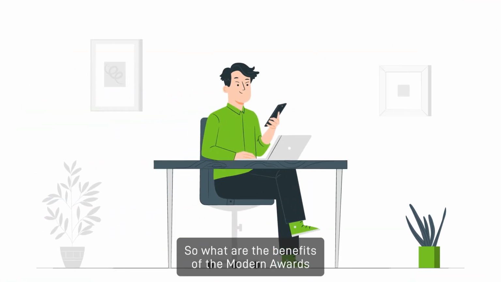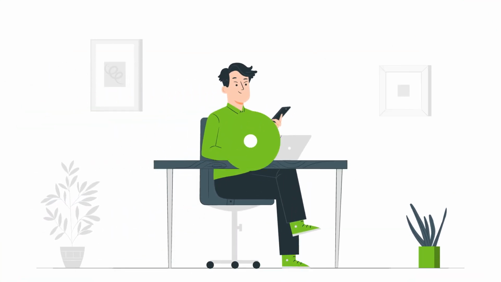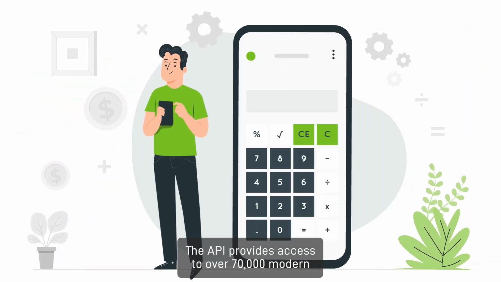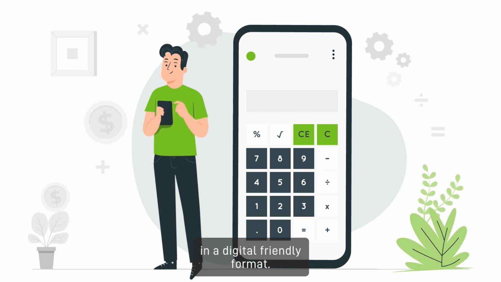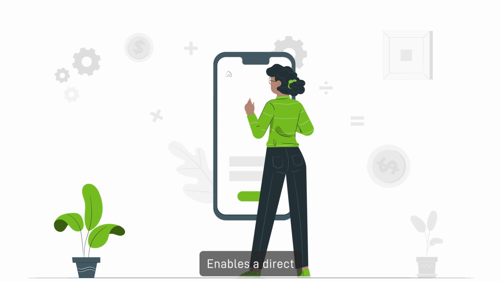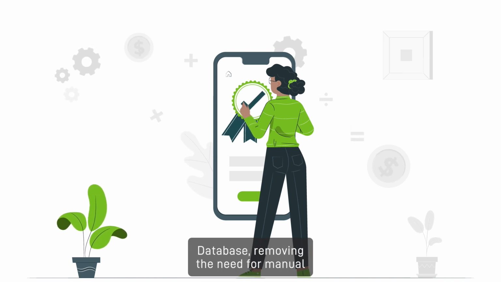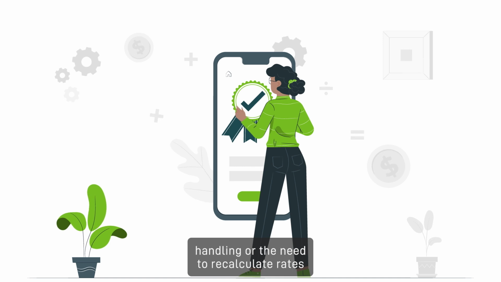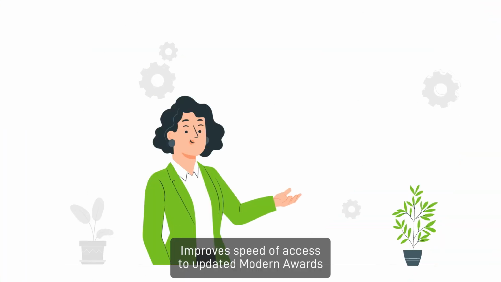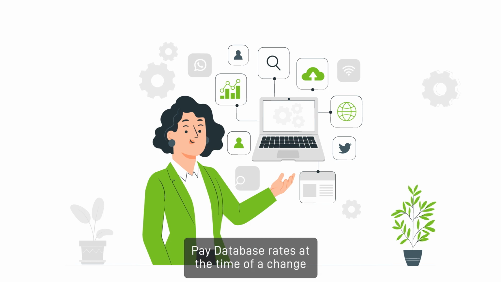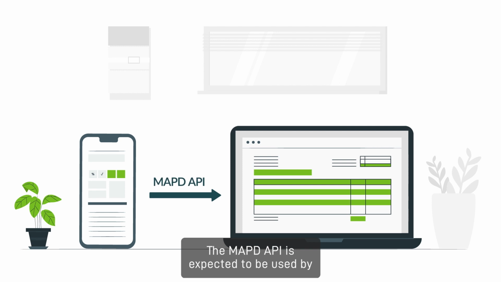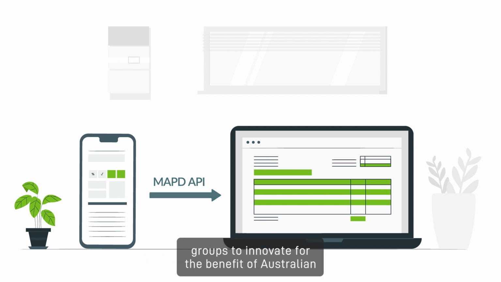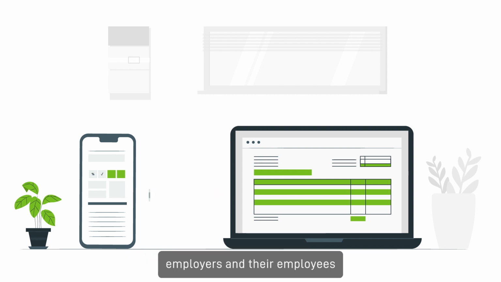So, what are the benefits of the Modern Awards Pay Database API? The API provides access to over 70,000 modern award minimum rates of pay, allowances, overtime, and penalties in a digital-friendly format, enables a direct digital link to the Modern Awards Pay Database, removing the need for manual handling or the need to recalculate rates, improves speed of access to updated Modern Awards Pay Database rates at the time of a change. The MapD API is expected to be used by the business software industry, government agencies and departments and other groups to innovate for the benefit of Australian employers and their employees.